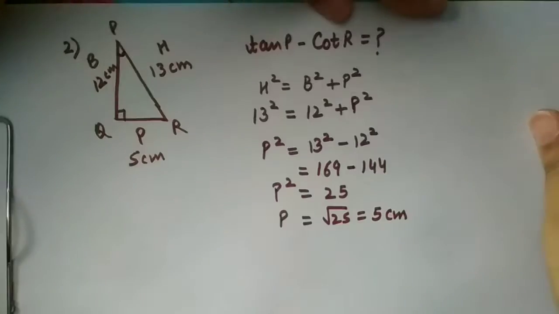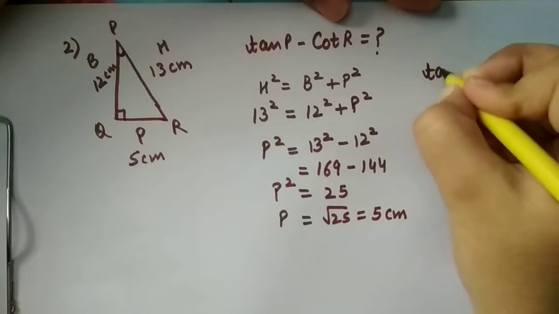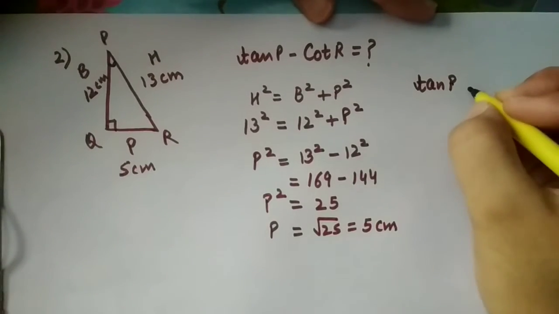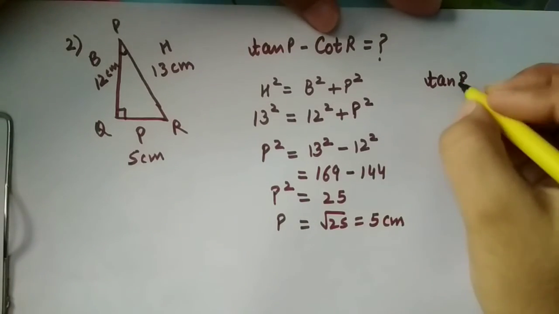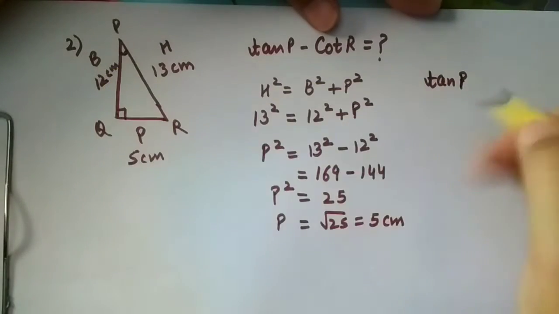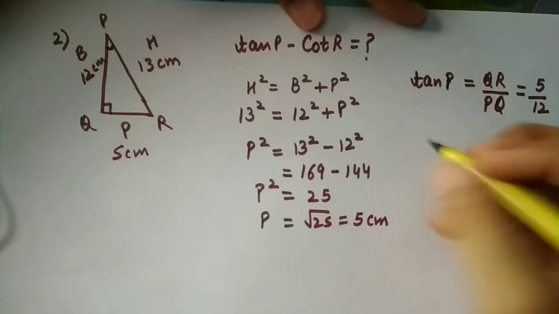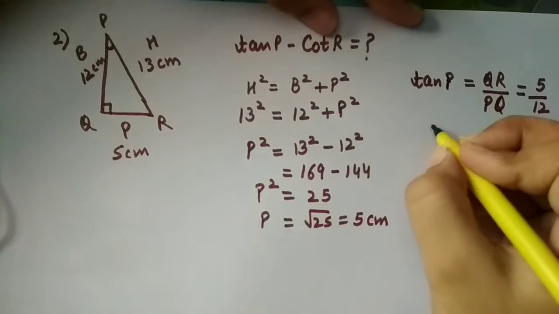So let us find out first of all tan P. Tan is perpendicular upon base. Now P is theta, so perpendicular is QR and base is PQ. QR upon PQ. QR is 5 centimeter, PQ is 12 centimeter. So it is 5 by 12. Now find out cot R.